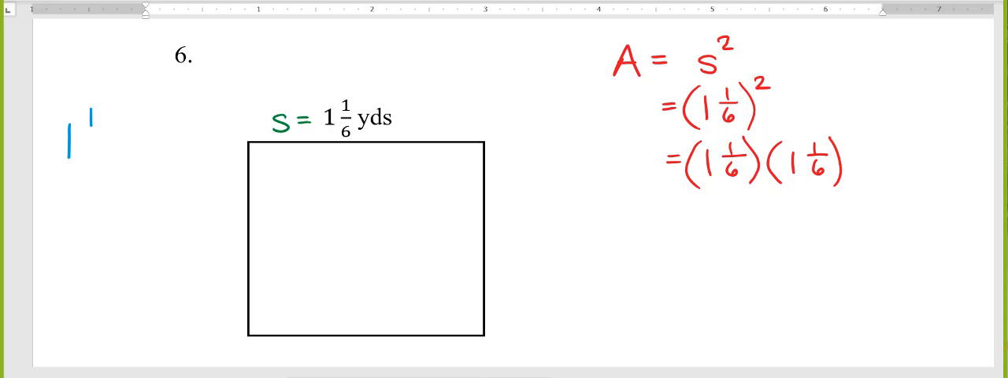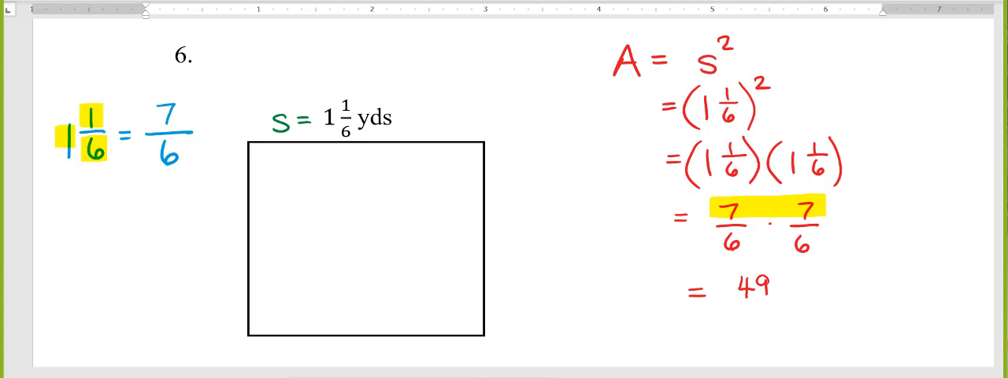Over to the side, 1 1/6 gives me how many sixths? I do 6 times 1 is 6, plus 1 is 7. 1 1/6 is the same as 7 sixths. So I have 7 sixths times 7 sixths. Multiplying straight across, 7 times 7 is 49 over 6 times 6, which is 36. If you're allowed to leave your answer in improper fraction form, your answer would be 49/36 yards squared. Don't forget the units.